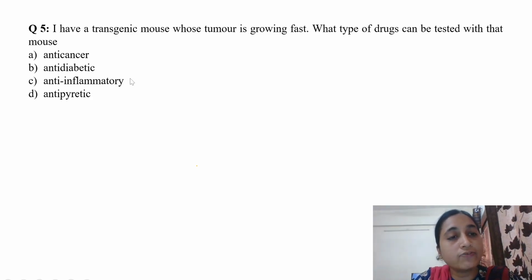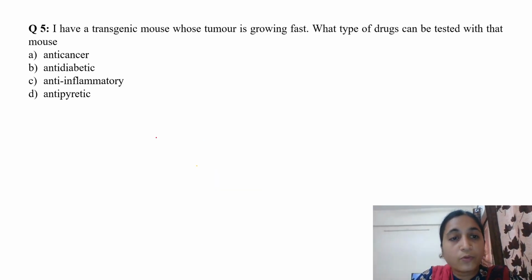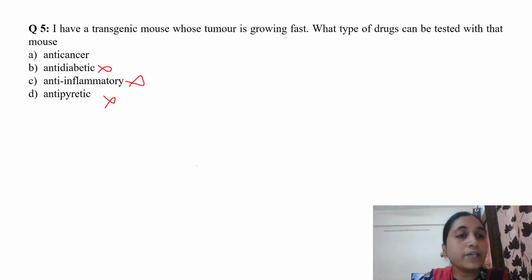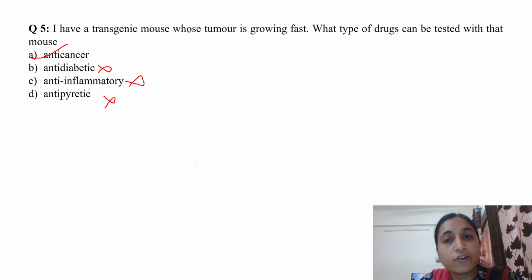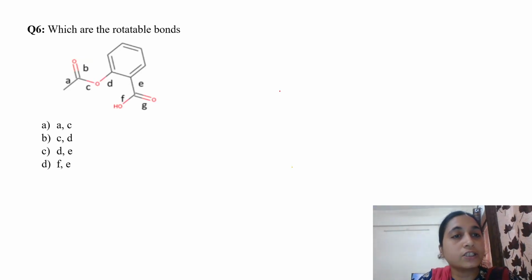Anti-inflammatory is used against inflammation, so this also won't be the option. Anti-diabetic is used against diabetes, so it also won't be the option. So the answer will be anti-cancer, because in cancers only tumor formation occurs. So if a transgenic mouse's tumor is growing fast, what type of drug will we give to the mouse? Anti-cancer drug. So the answer will be anti-cancer. Now come to the next question.